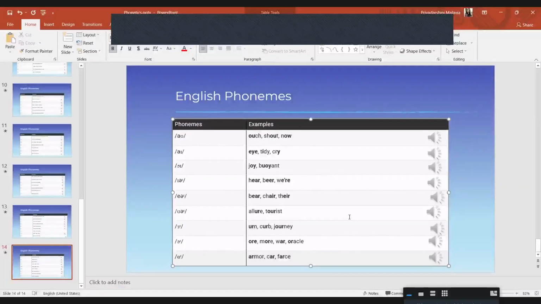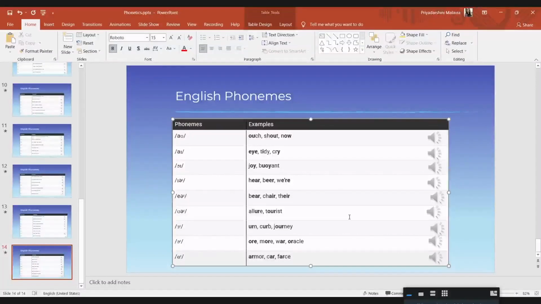Here also there's a difference in accent. We say war, putting more emphasis on the A over here. They don't put as much emphasis, so it shortens to war. Okay, and then oracle, the OR in oracle. Everyone understood this one as well? Yes, ma'am.